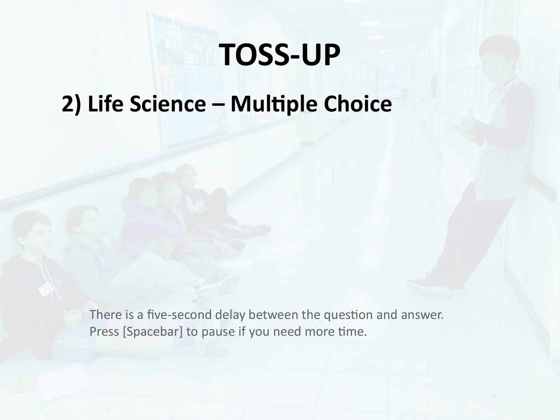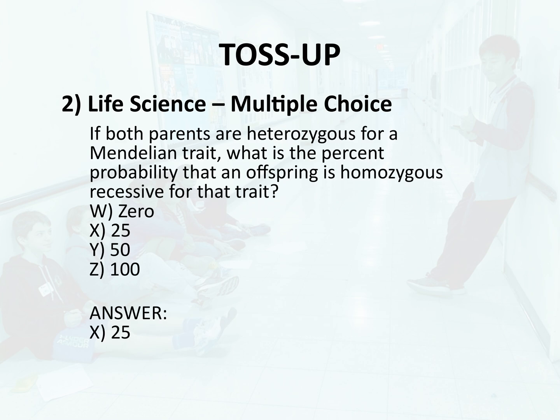Toss-up 2. Life science, multiple choice. If both parents are heterozygous for a Mendelian trait, what is the percent probability that an offspring is homozygous recessive for that trait? W. 0. X. 25. Y. 50. Z. 100. Answer. X. 25.